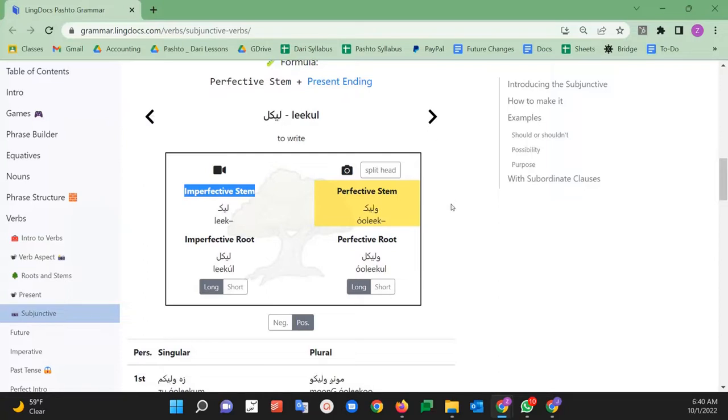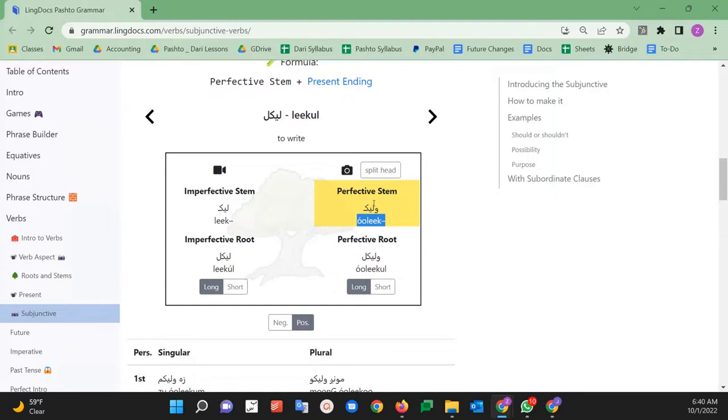The subjunctive tense uses the perfective stem. So you'll notice for most verbs, all that we're doing is adding a wu. For regular verbs, that's all you do. So ze likum, I am writing. To use the subjunctive form, we just say ze wulikum. That's it. It's really easy. Ze wulikum, and that's the subjunctive form.